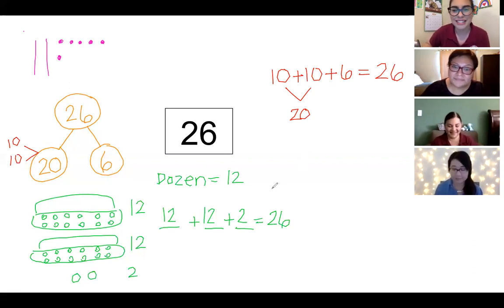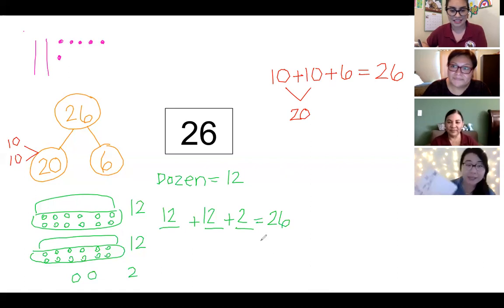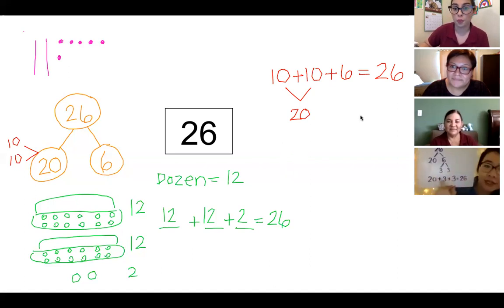All right. And Ms. T, what number sentence did you come up with? I did the same number bond as Miss Hernandez, but instead of breaking out the 20, I broke down the 6 to 3 and 3. And so I did 20 plus 3 plus 3 equals 26, because we can decompose any part of our number.